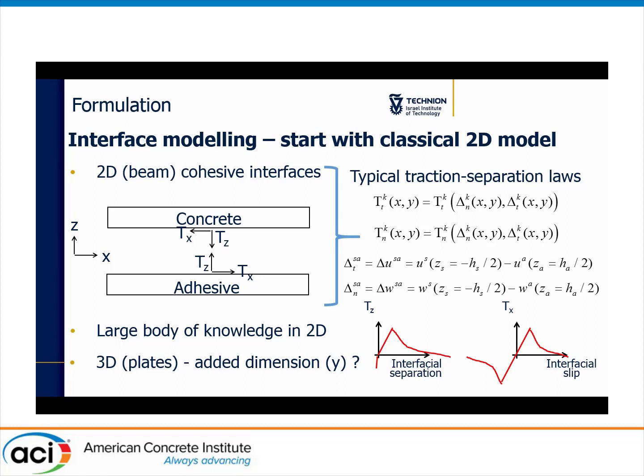The advantage of these theories is that we have a large body of literature of working with them and calibrating them, etc. Now, in plates, the problems that we face, we have an added dimension, as mentioned. And the two-dimensional beam models cannot be directly used for these problems, since we have another traction component.